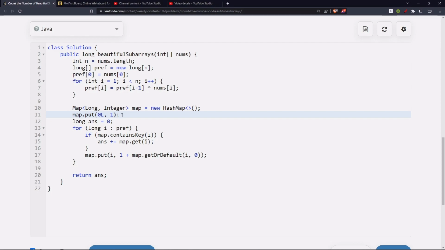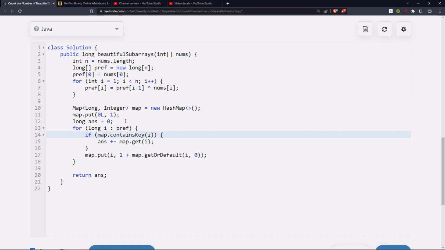Now we iterate over our prefix array. Okay. And we will see if this XOR was encountered before. If it was encountered before, then in our answer, we will add how many times it was encountered. It's the same thing, right? We are recording the frequency. So we are adding the frequency, the number of times that XOR was encountered before.